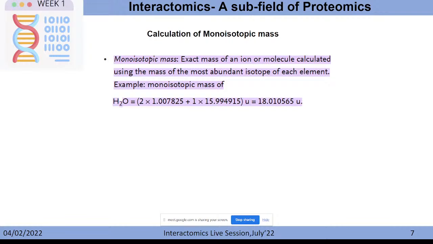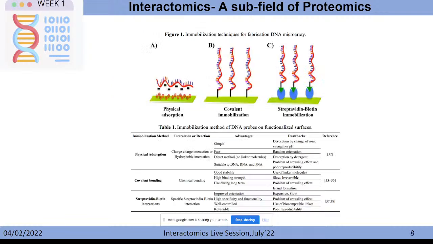Then you need to calculate the monoisotopic mass, because in the mass spectrometers you will get the m by z charge ratios, and then you need to calculate the masses, and with the mass identify the particular amino acids, and so those particular peptides and proteins. Now after we identify, we are going for the interactions, or the interactomics, with which the course is.